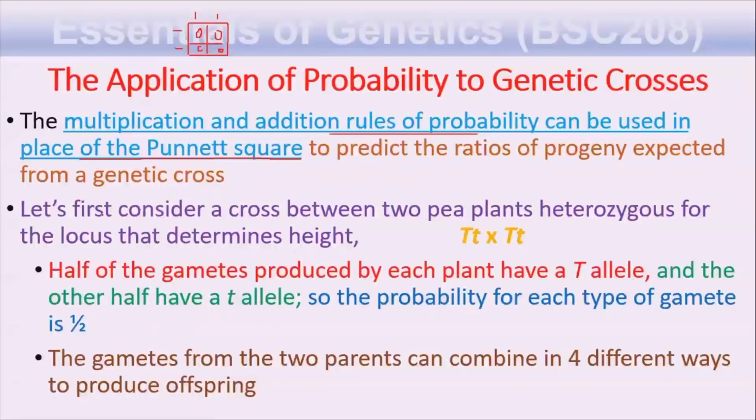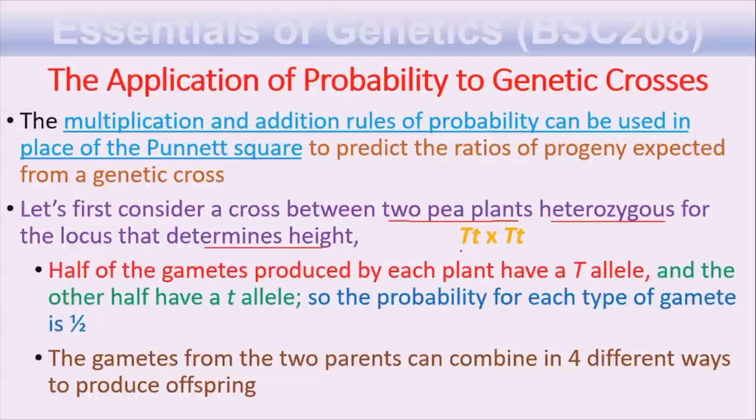Punnett square seems very easy method of calculating the probabilities and ratios of different crosses to predict the ratio of progeny expected from a genetic cross. So let us first consider a cross between two pea plants, heterozygous for the locus that determines the height.